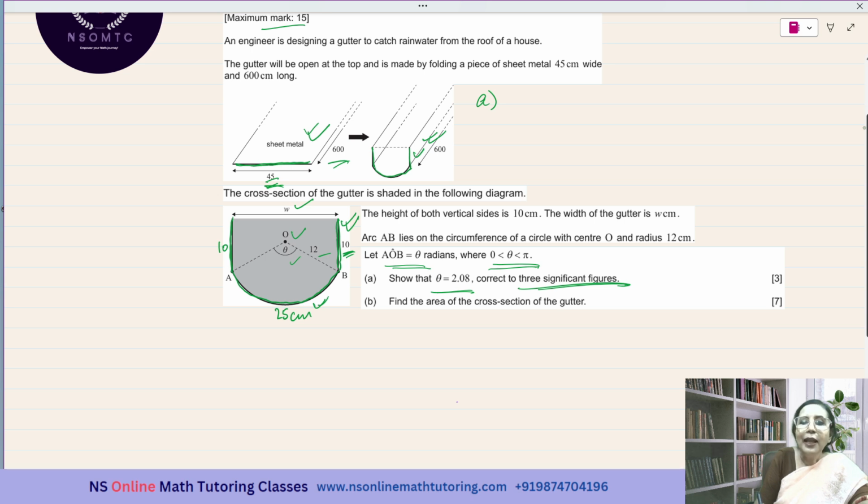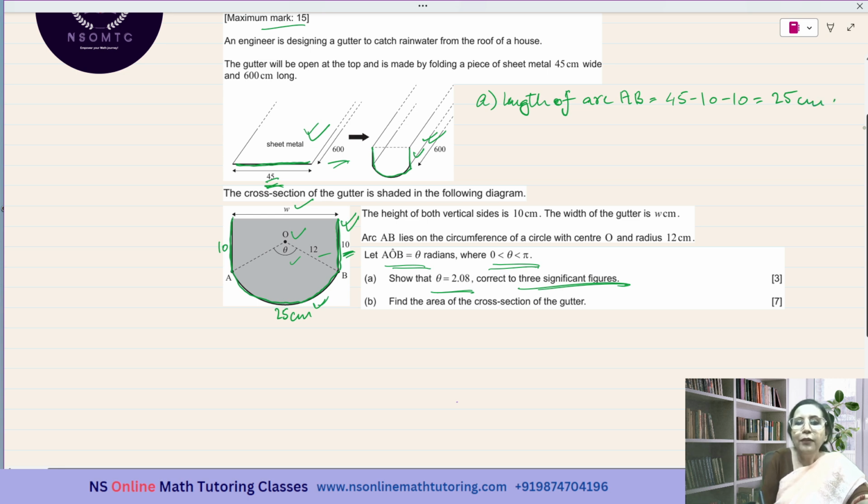So we can write length of arc AB is equal to 45 minus 10 equal to 25 centimeters. And we know the formula which connects the length of the arc, the radius and the included angle is L equal to r theta, where theta is in radians. So the length L is 25. Therefore, 25 equal to 12 theta, where r is 12 centimeters. This implies the theta value is equal to 25 over 12.